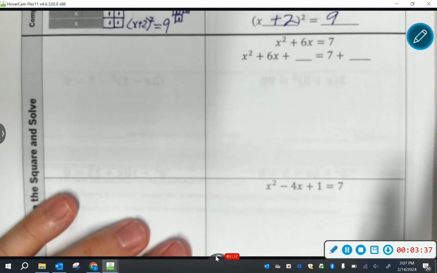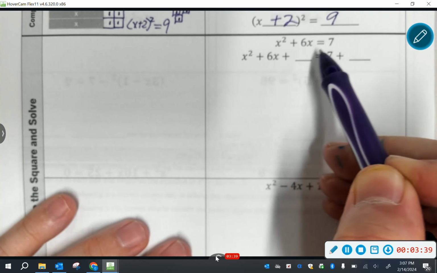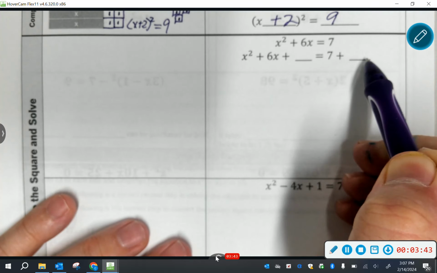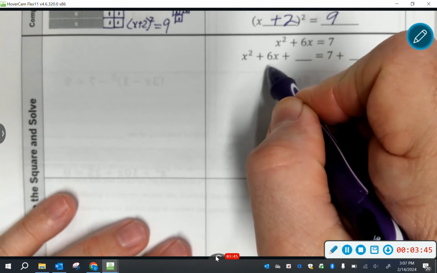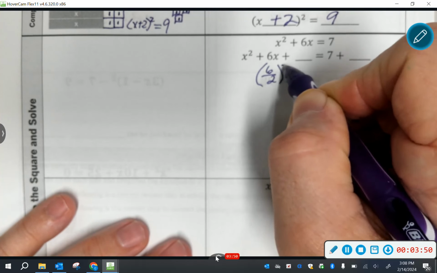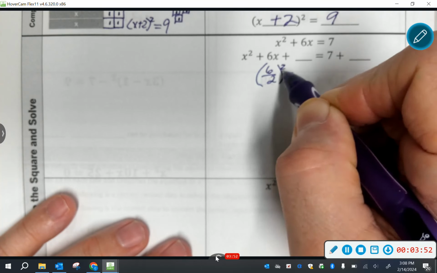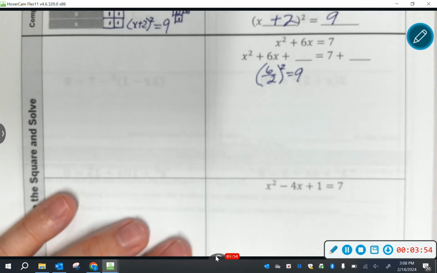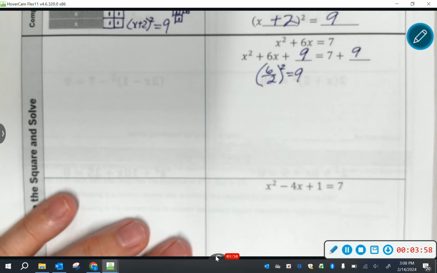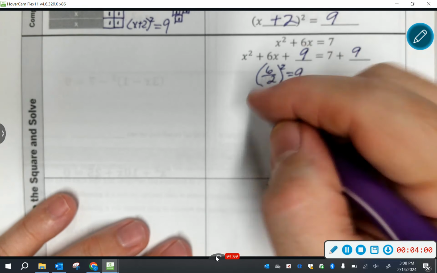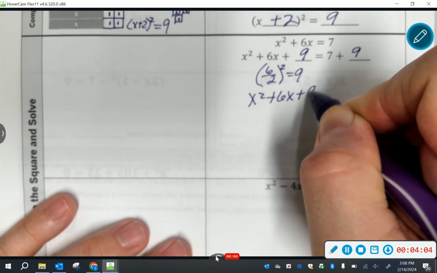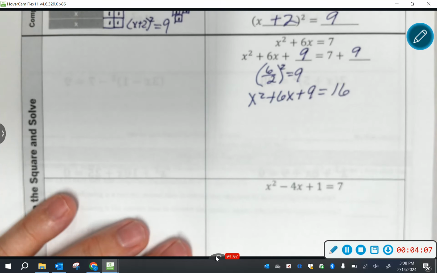Here we have x squared plus 6x is equal to 7. We already made the blanks. So we're going to go 6 divided by 2. 6 is our b, and then we'll square that. 6 divided by 2 is 3, then we square it, and that gives us 9. So we're going to put 9 here, 9 there. Now we're left with x squared plus 6x plus 9 is equal to 16.